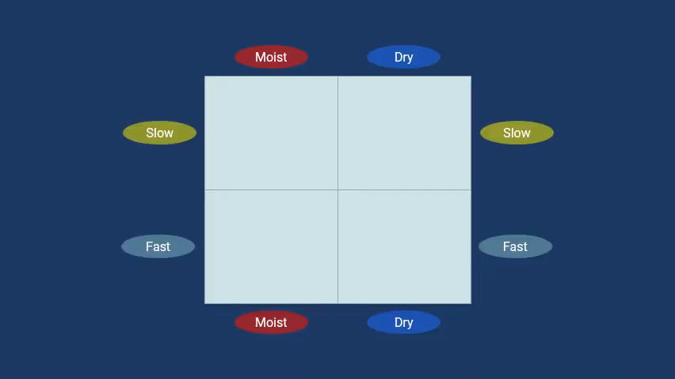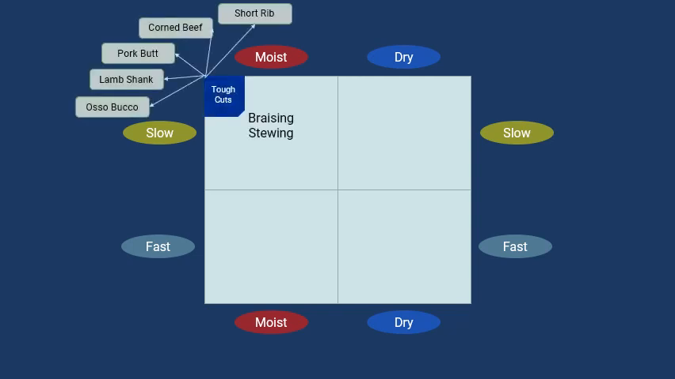So to summarize this, let's go through a little bit of a chart here and see what we can figure out. Slow cooking with moist heat cooking methods are best for short ribs, corned beef, pork butt, lamb shank, and ossobuco. These are tough cuts of meat, and they require techniques such as braising and stewing. Also sous vide, but sous vide can be used for almost everything, including fish.